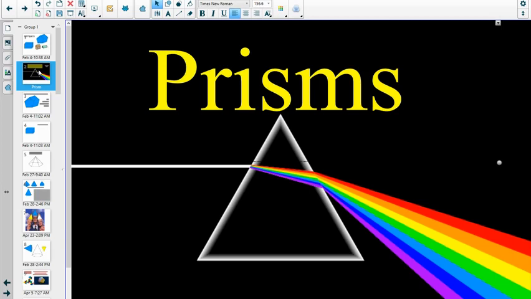This is an image from an album that, well, if your parents are watching this with you, or maybe if your grandparents are watching this with you, maybe they recognize this symbol from an old album by Pink Floyd.